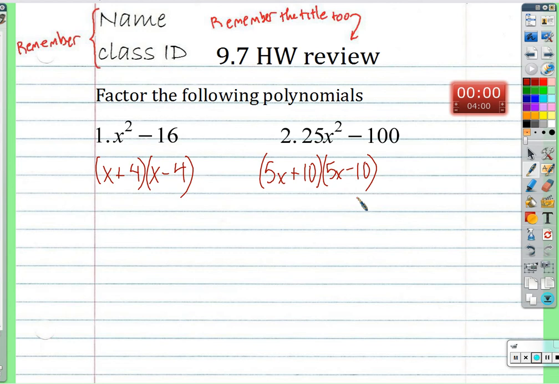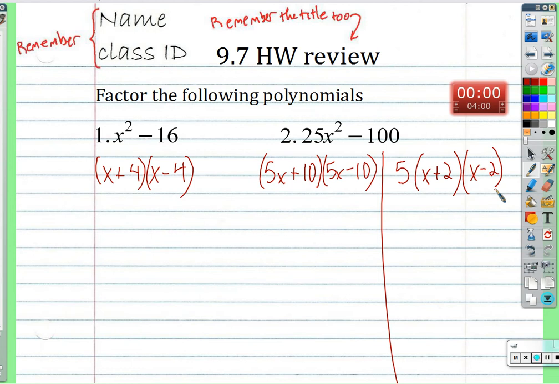Okay. Now, think about this one though. We can do it a little bit differently, yeah? 5 on the outside. 5, parentheses, x plus 2, parentheses, x minus 2. See? Yeah, you wait.